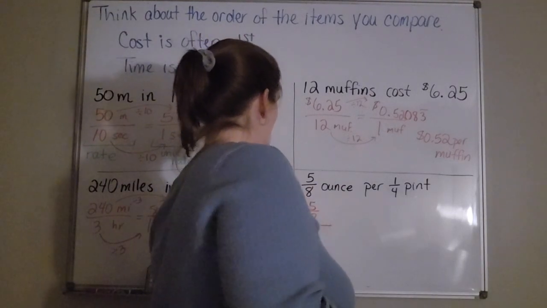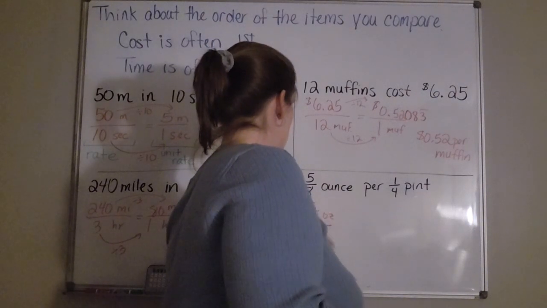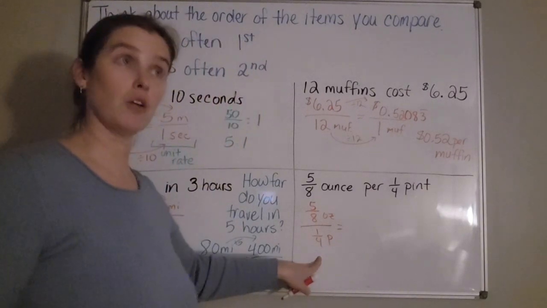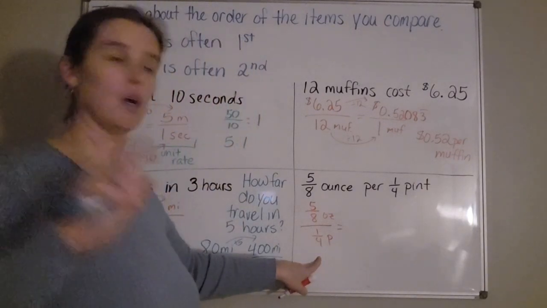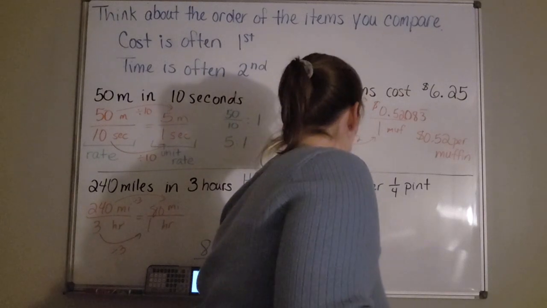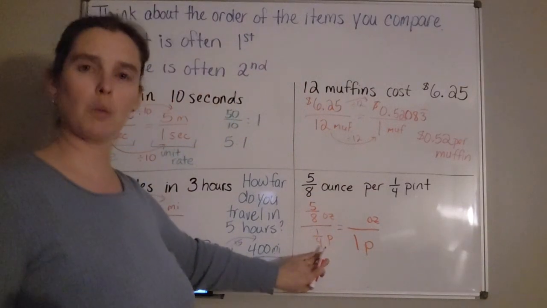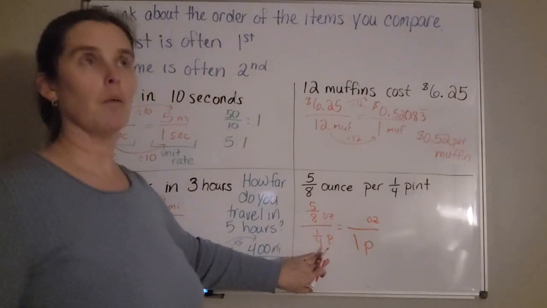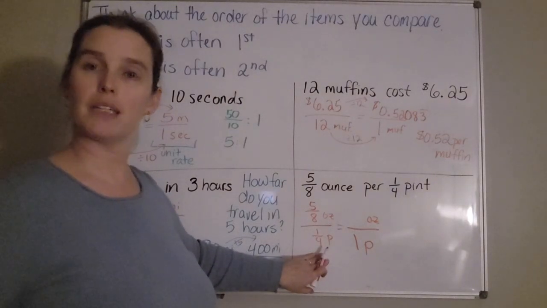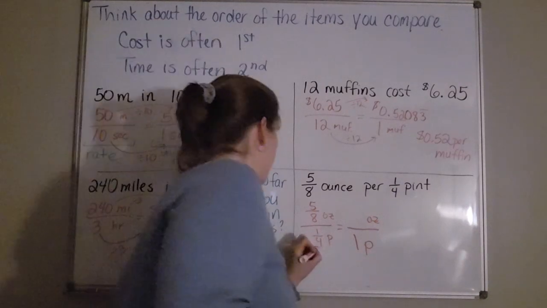So we set up our fraction: 5/8 over 1/4. So 5/8 of an ounce over 1/4 of a pint. But our unit rate, our denominator, is always 1. So we'll have 1 pint down here, but how many ounces do we need? Well, what do we do with 1/4 to get to 1? Well, we can either say we divide by 1/4, which is the same as multiplying by what? That's our multiplicative inverse. That's right, we multiply by 4.